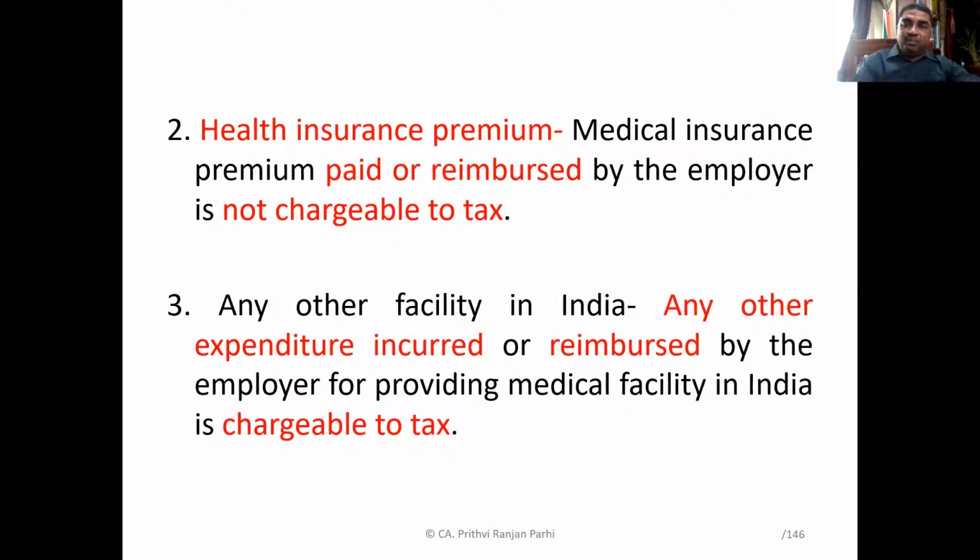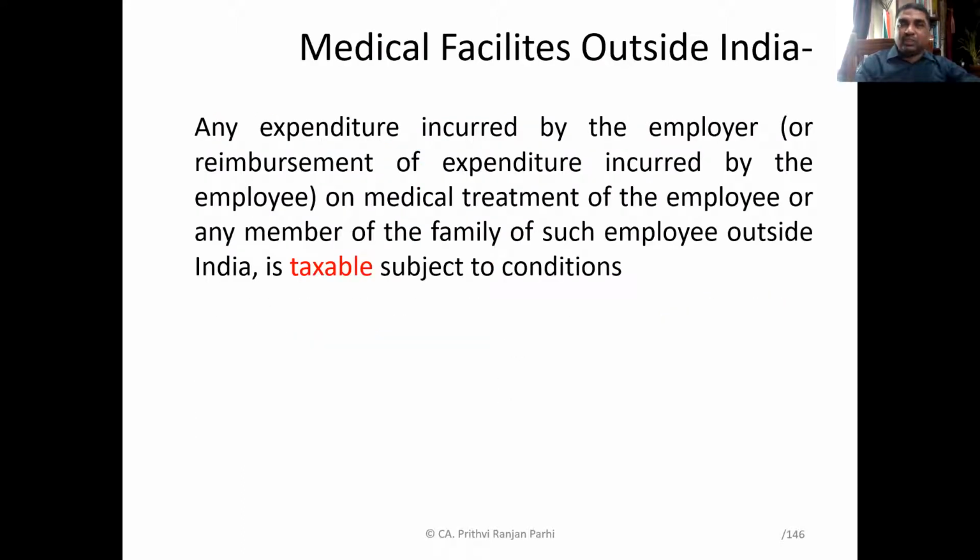Health insurance premium, if it is paid or reimbursed by the employer, is not chargeable to tax. But any other expenditure incurred or reimbursed by the employer for providing medical facilities in India is chargeable to tax. That means, friends, what we have understood: fixed medical allowances are chargeable to tax. Reimbursements are chargeable to tax. Allowances are chargeable, reimbursement is chargeable. Medical facilities are exempt to a certain extent and subject to certain conditions.